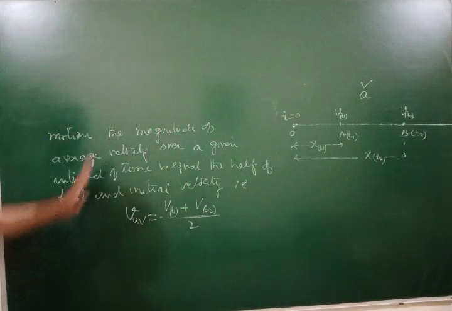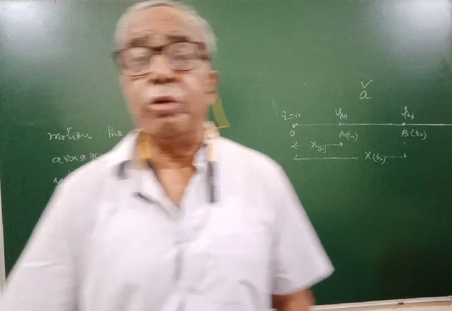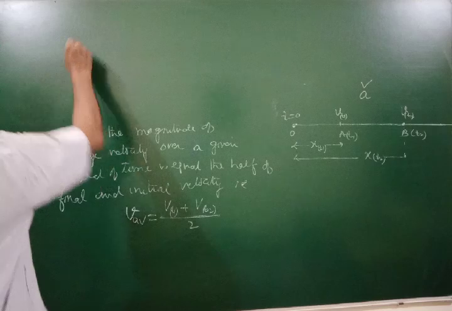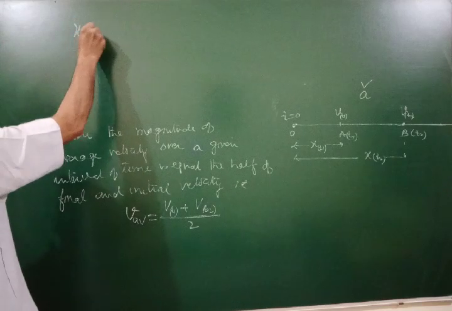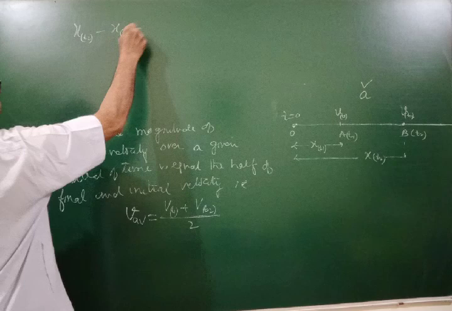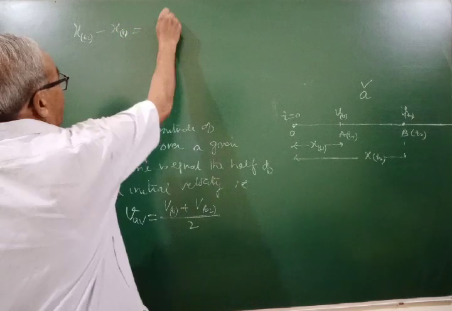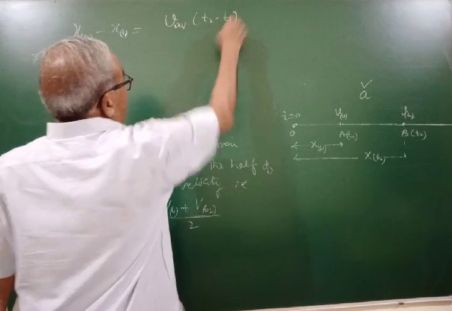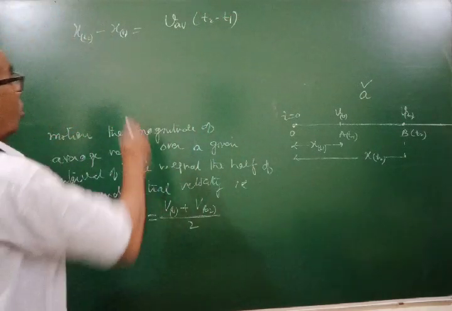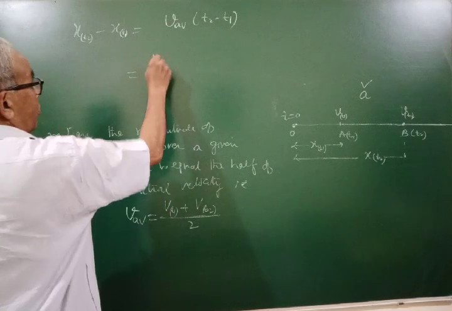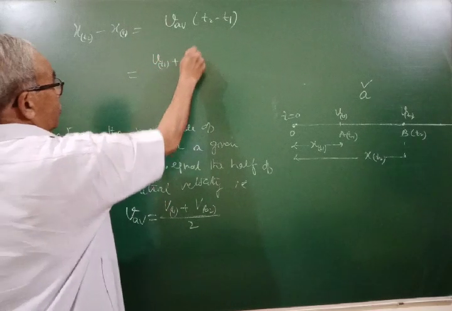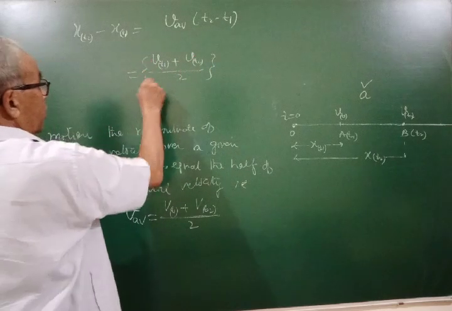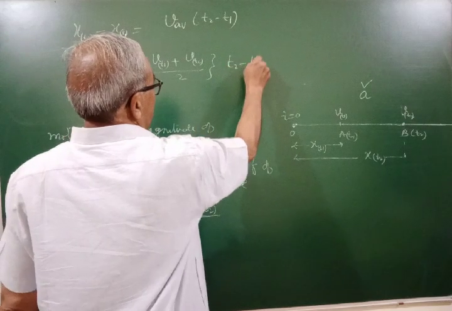So we have taken the average, but this is true only in case of uniformly accelerated motion, not any other motion. And hence xt2 minus xt1 is equal to V average into (t2 minus t1). Simple, right? And V average is how much? (Vt1 plus Vt2) upon 2, into (t2 minus t1).